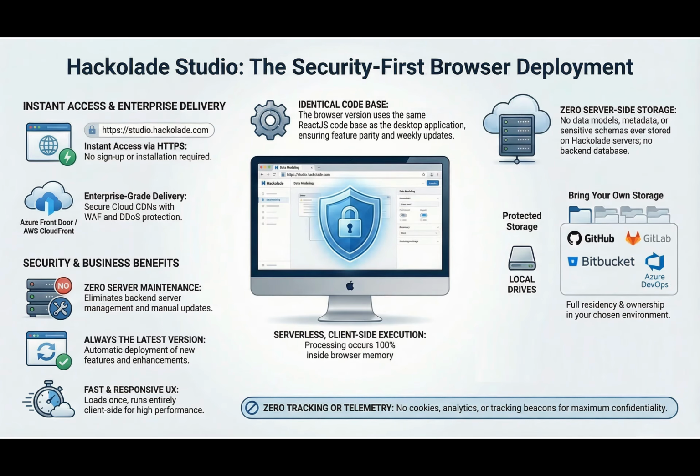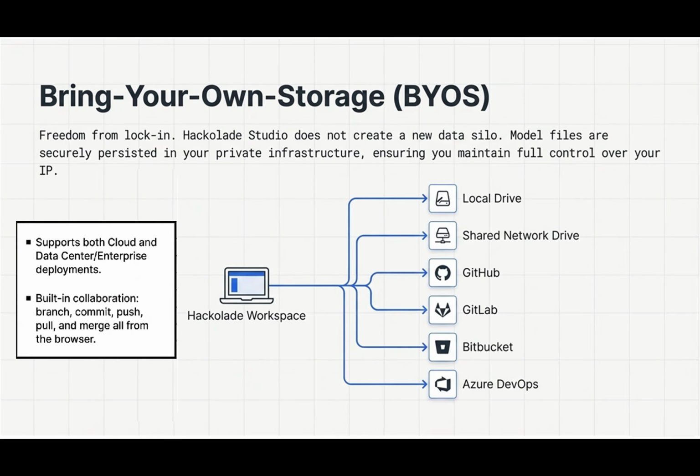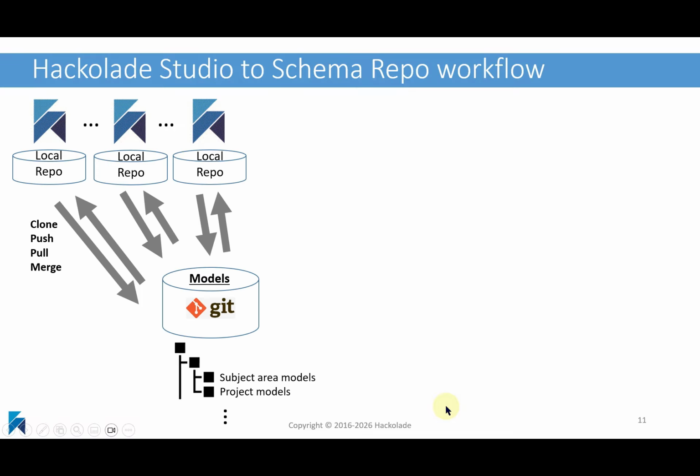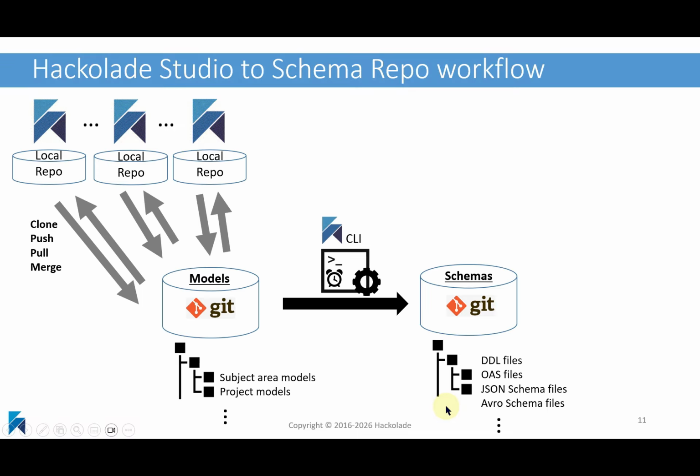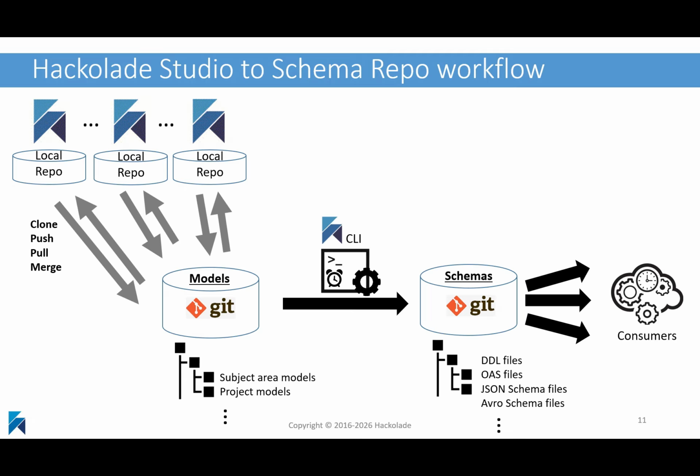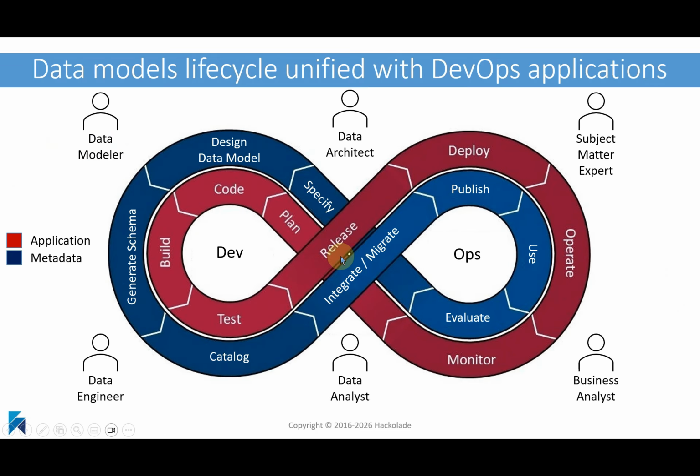Even though Hackolade Studio runs in the browser, collaboration is still straightforward. Instead of relying on a proprietary server, Hackolade uses a serverless architecture based on Git, using GitHub, GitLab, Bitbucket, or Azure DevOps repos. Following our metadata as code strategy, your data models are easily integrated with your DevOps pipelines. Using our command line interface, your models are simple JSON files. You store them in your organization's Git repositories, just like source code.